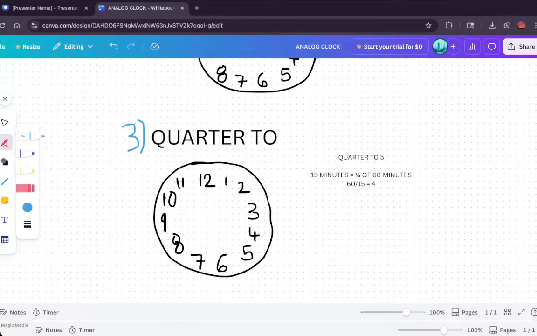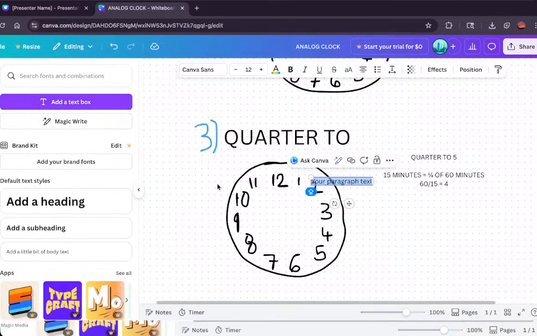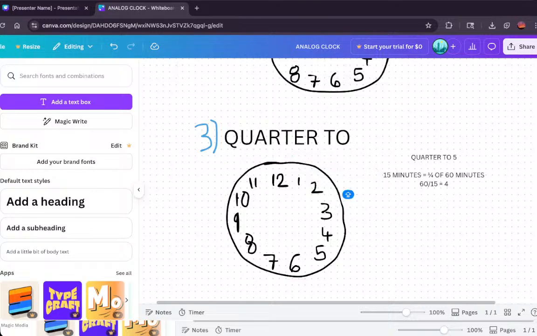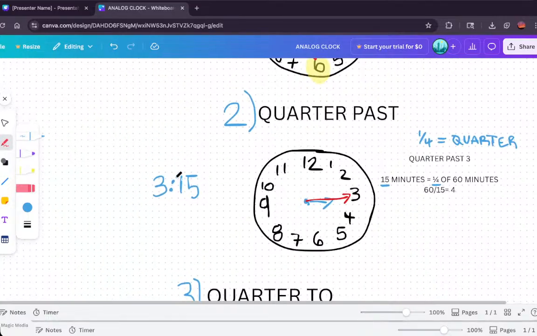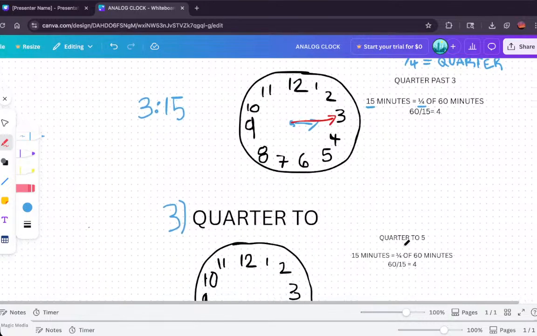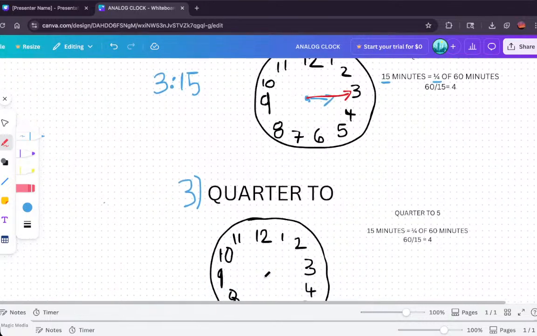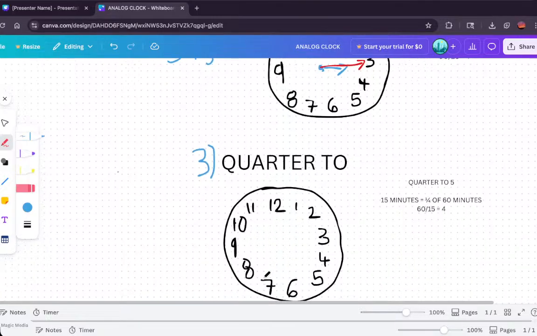But before we draw anything, let's write. So just like how we said 3:15 means quarter past 3, what do we think the time is for quarter to 5 if it's the opposite? I'll give you guys 1 minute to think about this.